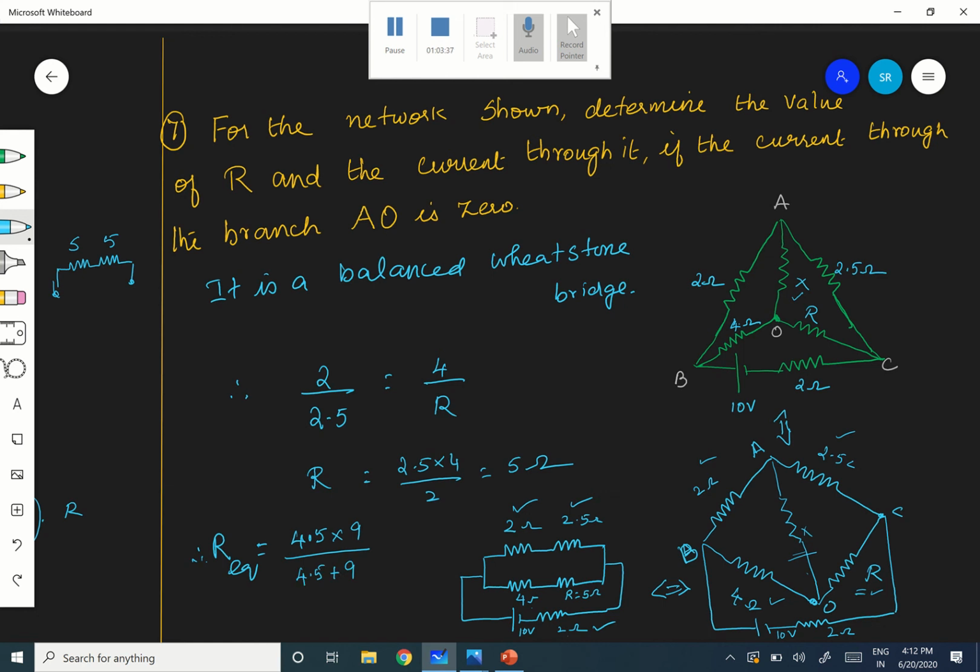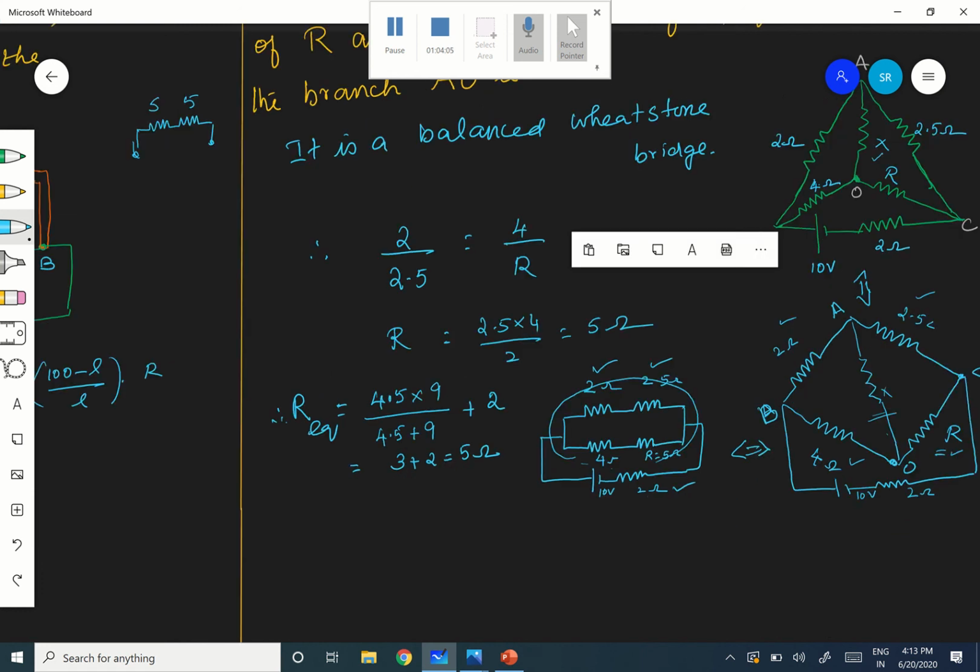Okay, and that is in series with 2. If you solve, this will become 3. 4.5 into 9 divided by 13.5 is 3, and plus 2. Therefore, it will be 5 ohm. Total is 5 ohm only. Total equivalent resistance is nothing but 5 ohm. Therefore, you know the equivalent resistance.